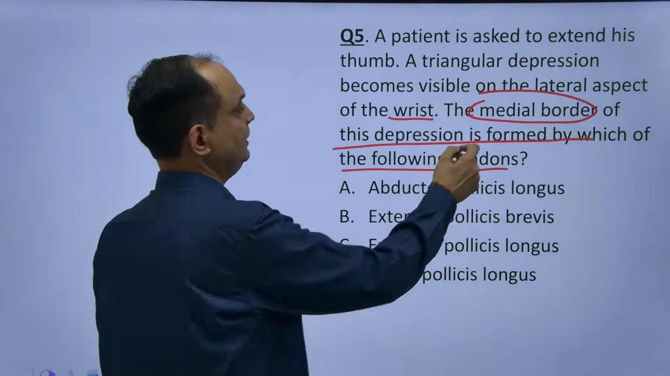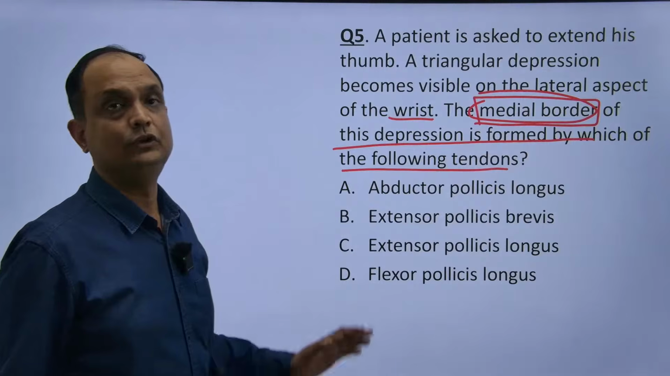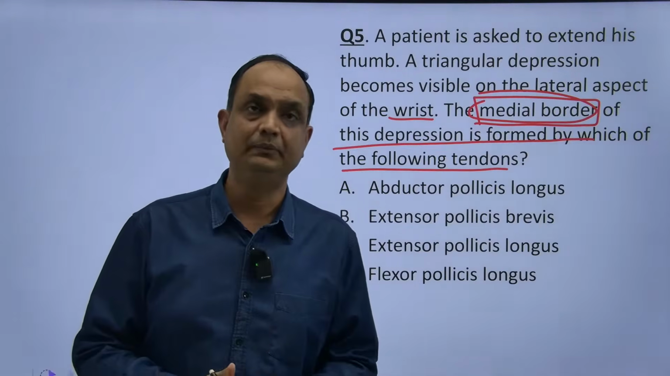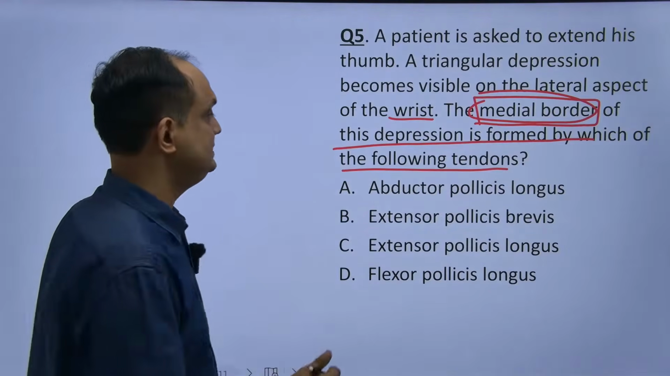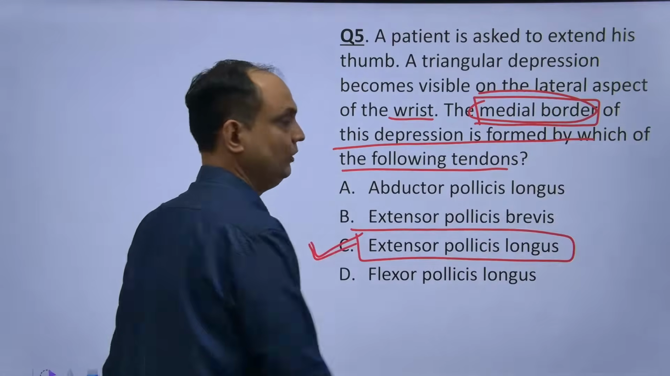So this question is about the medial boundary of anatomical snuff box. You know that there are three tendons, two in the lateral boundary, one in the medial boundary, and the tendon present in the medial boundary is extensor pollicis longus. So the answer is C, extensor pollicis longus. Clear? Now we'll move to the next question.